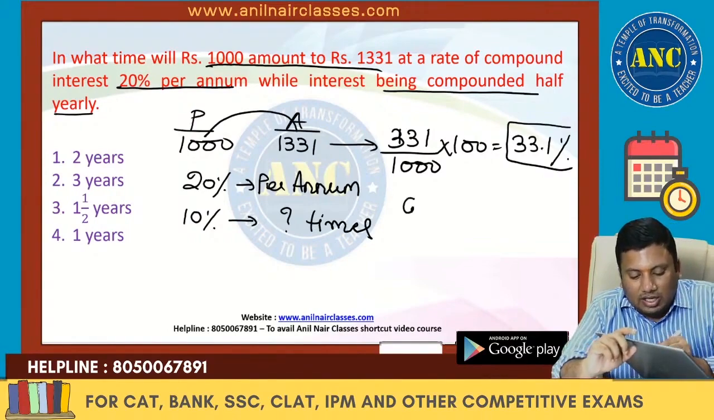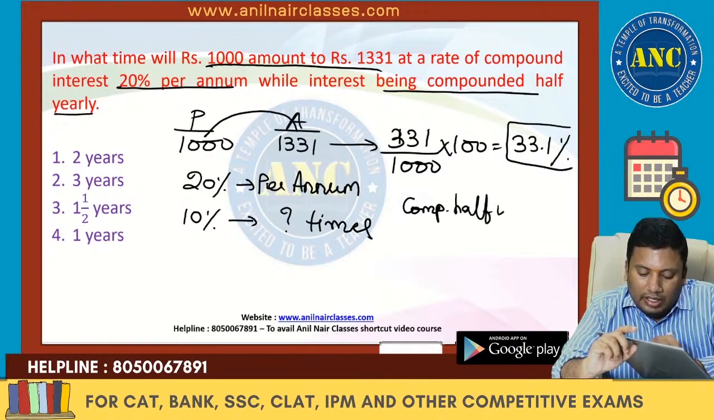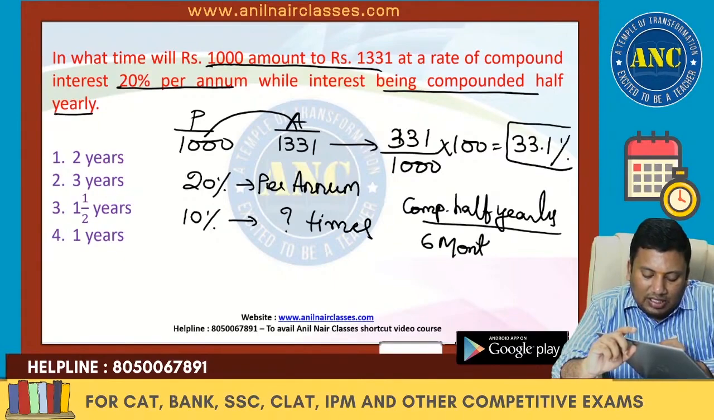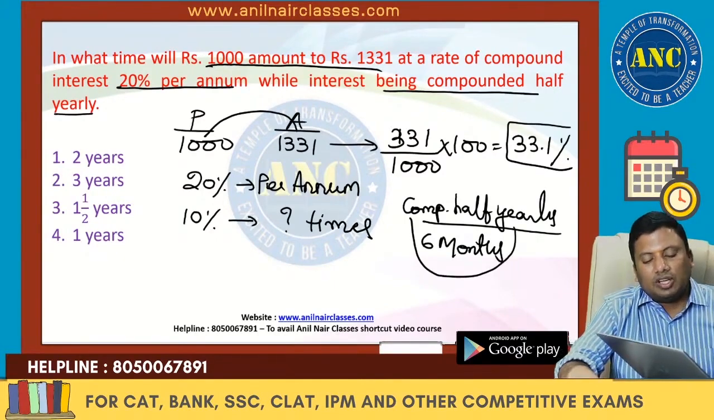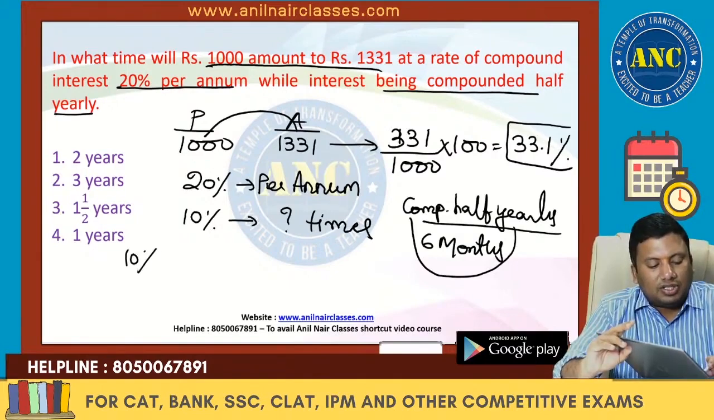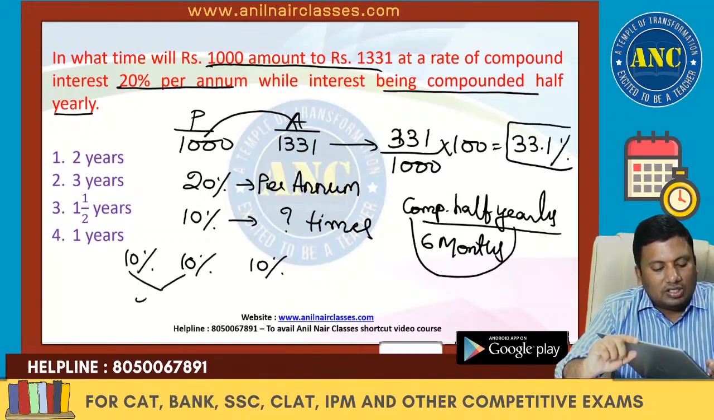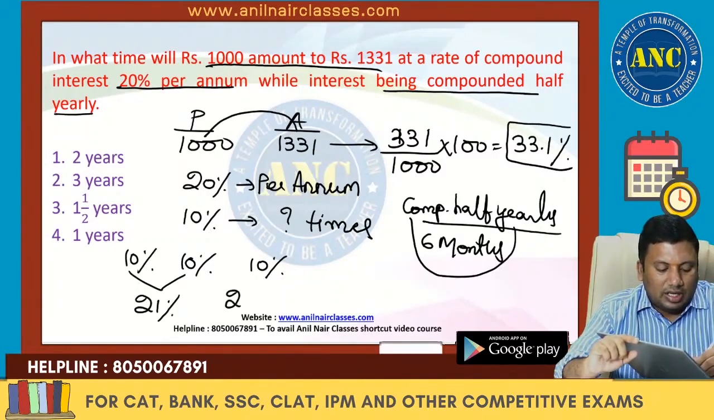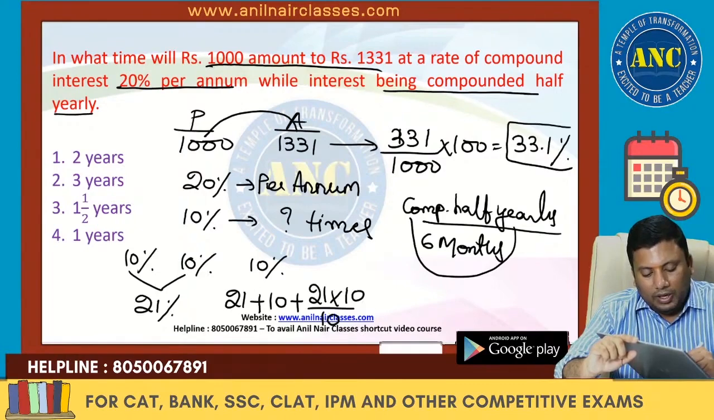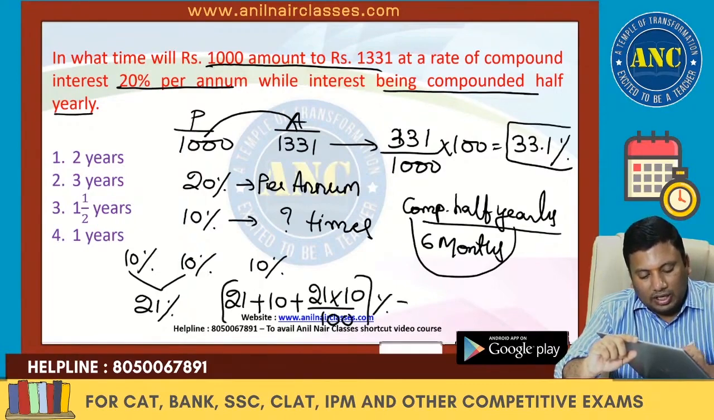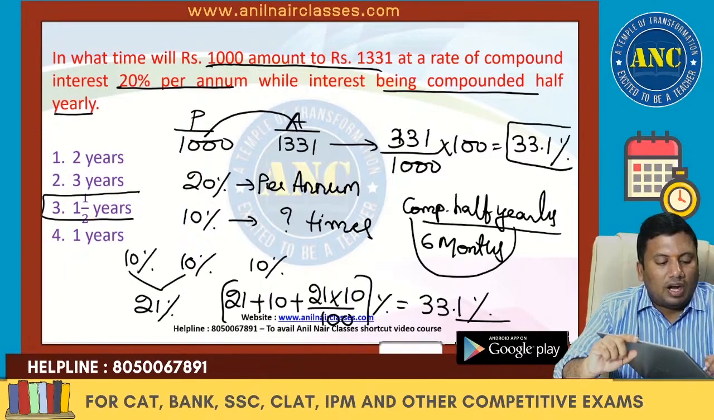Interest is compounded half yearly. Half yearly means for every 6 months I will do it. So 10% first 6 months, 10% next 6 months, second year first 6 months is 10. So these are nothing but 21%. A plus B plus A into B by 100 gives 33.1%. So answer for this question is 1.5 years.